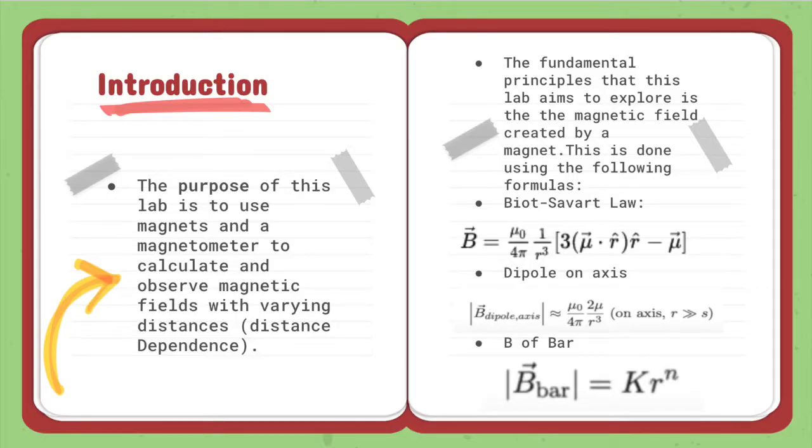Okay, to start, the purpose of this lab is to use magnets and a magnetometer to calculate and observe magnetic fields at varying distances. The fundamental principle that this lab aims to explore is the magnetic field created by a magnet, and this is done using the following formulas: the Biot-Savart law, the magnetic field of a dipole on axis, and the magnetic field of a bar.